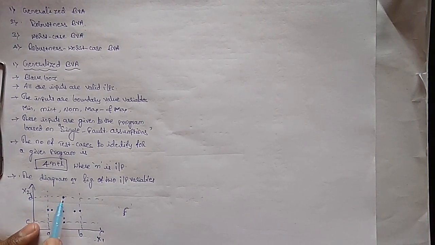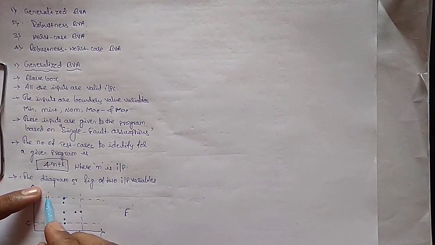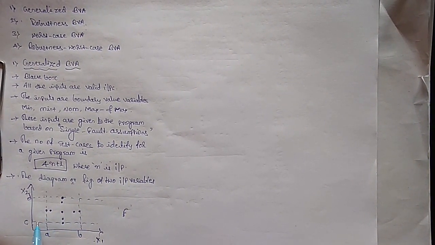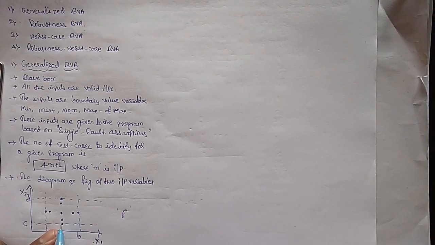I will repeat, this indicates the nominal value. If I am considering this line as the lower limit, then this line becomes the upper limit for designers. If I am considering this one as a lower limit, then this line becomes the upper limit. Based on that, I will be explaining these points. Now, if I am considering this line as the lower limit, then this will become the minimum value. Now this second point will be the minimum plus. Third point becomes nominal.